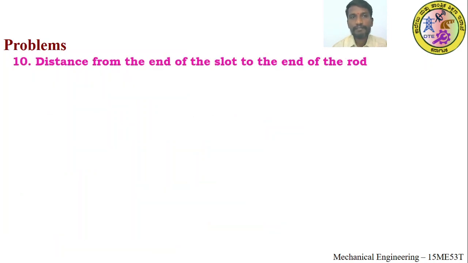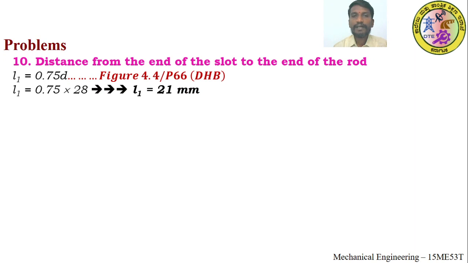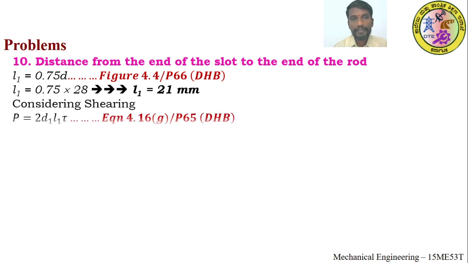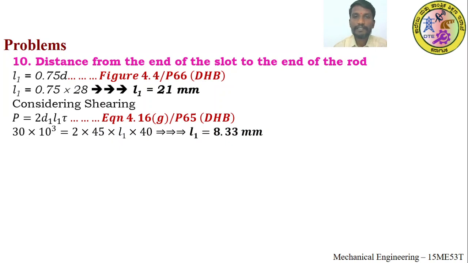Then come to point number 10, distance from the end of the slot to the end of the rod, given as L1. L1 is equal to 0.75 times D from figure 4.4, page number 66. The same thing is considered. Then L1 we found as 21 millimeter, and this is considered under shearing, with equation number 4.16g, page number 65, where P is equal to 2 into d1 into L1 into tau. Applying the values we will get L1 is equal to 8.33 millimeter. So considering the maximum of these two, we will get L1 is equal to 21 millimeter.